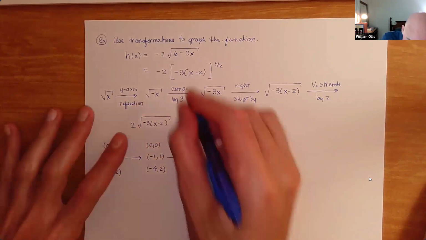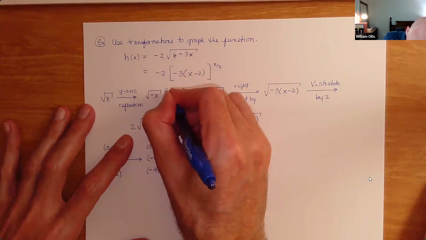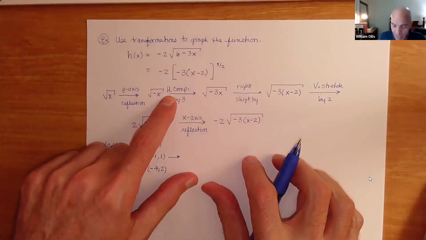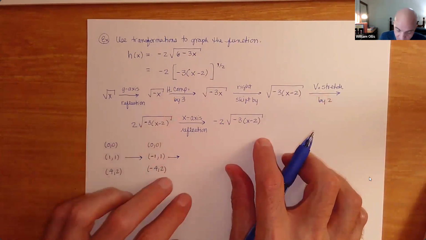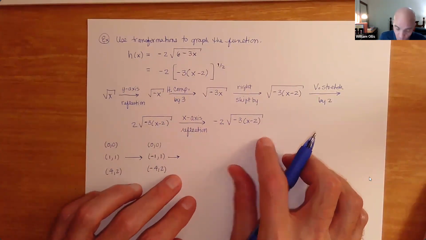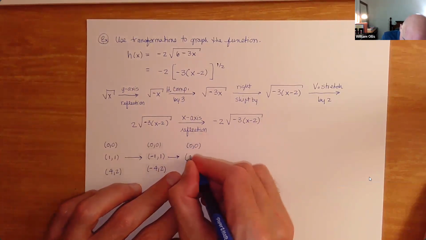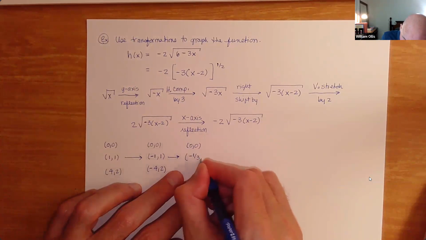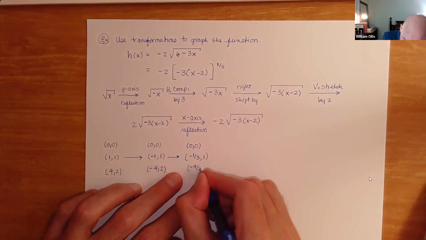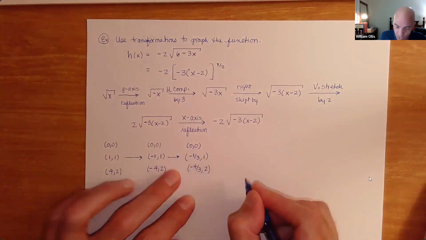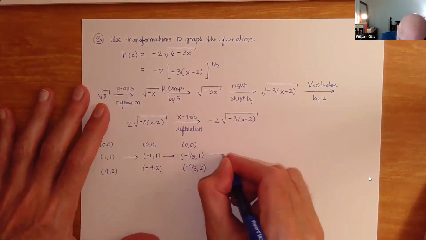Now notice this is a horizontal, so I need to say H compression. I should have put the H there because you need to know, like we have the V stretch, H compression by 3. So we have to divide all of the x coordinates by 3. So we get 0, 0, negative 1/3, 1, and then negative 4/3, 2. Again, universal and uniform.